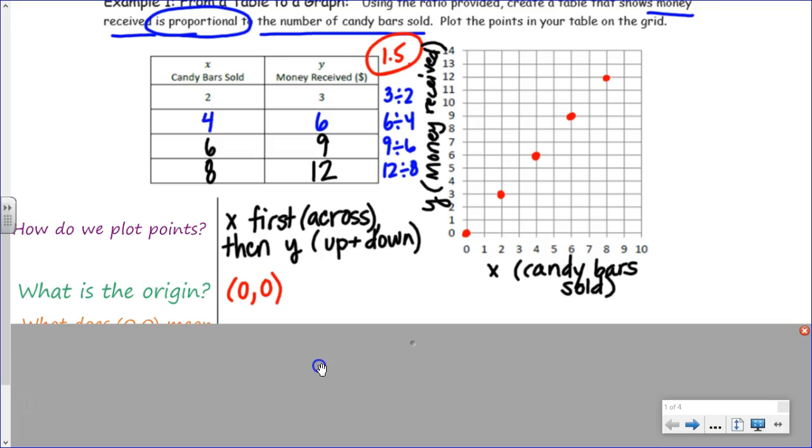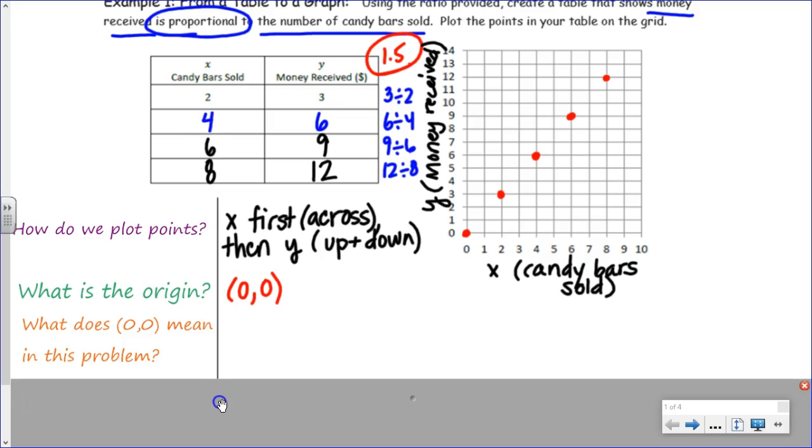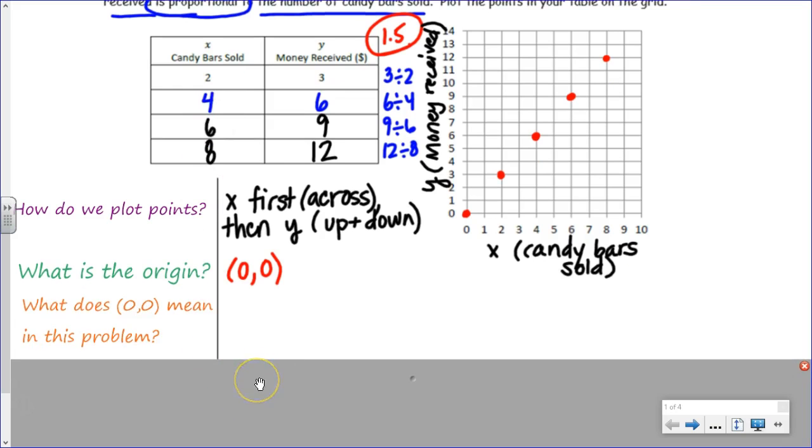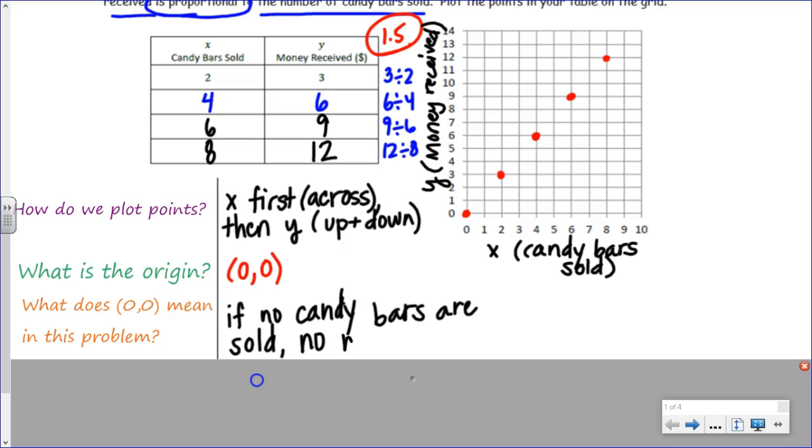What does that mean for this problem? 0, 0 is not in my table, but it could be in my table. What does that mean in the context of this problem? 0, 0 means if no candy bars are sold, no money is received.